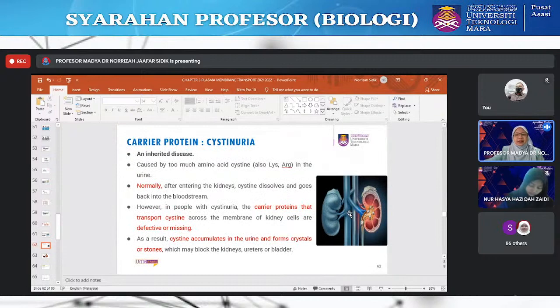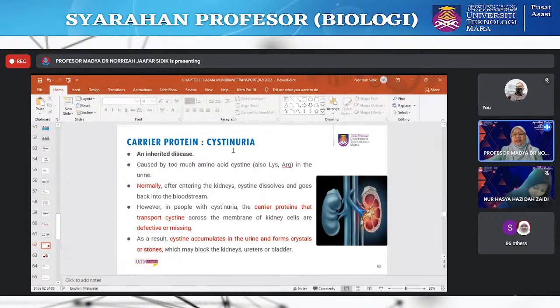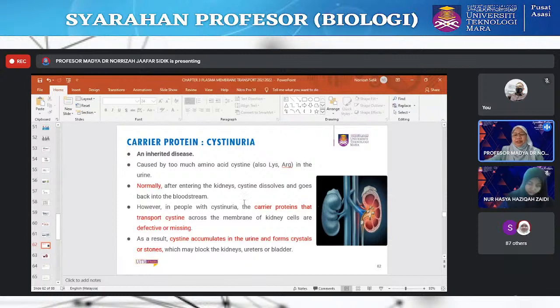Okay, now we look at an example here of the carrier proteins: cystinuria. Cystinuria is an inherited disease. This is caused by too much of the amino acid cysteine, also lysine or arginine, in the urine. Normally, after entering the kidney, cysteine dissolves and goes back into the bloodstream. However, in people with cystinuria, carrier proteins that transport cysteine across the membrane of kidney cells are defective or missing.